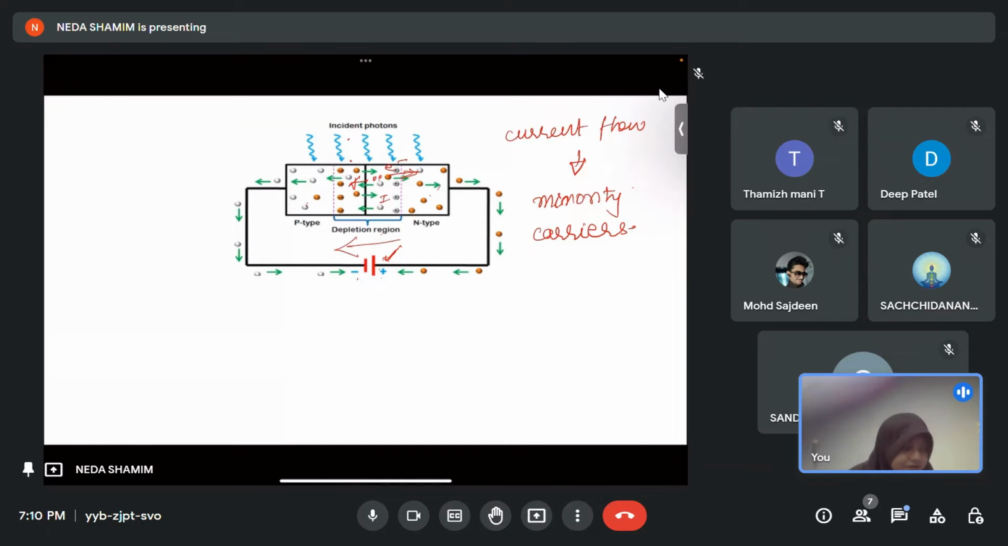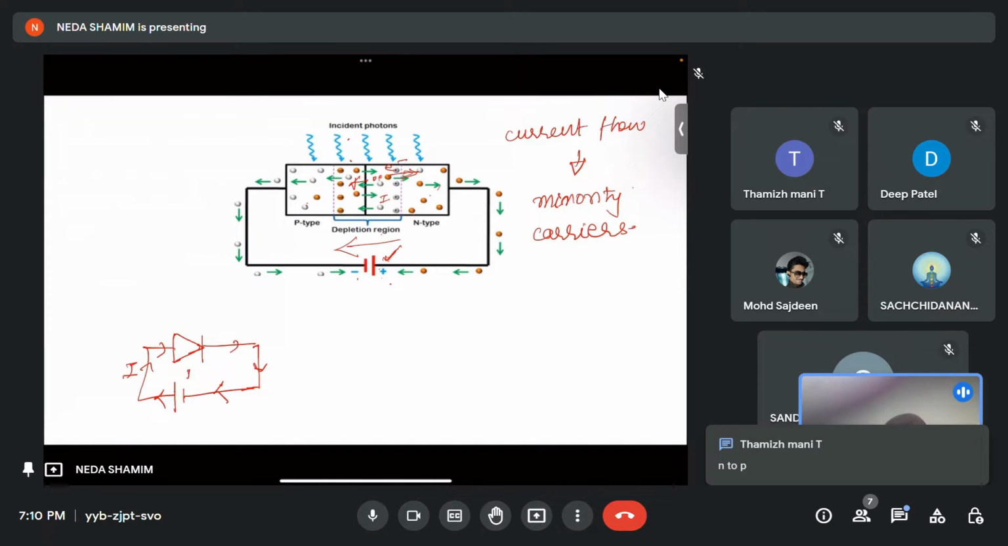In a forward bias, how is the current flow? So we have a forward bias, positive to positive, negative to negative. So what is the current flow? In forward bias, it's because of the majority carriers mostly. So this is the current flow, from P to N in a forward bias diode. So what will be the current flow in a reverse bias diode? It will be from N to P, from here to here.